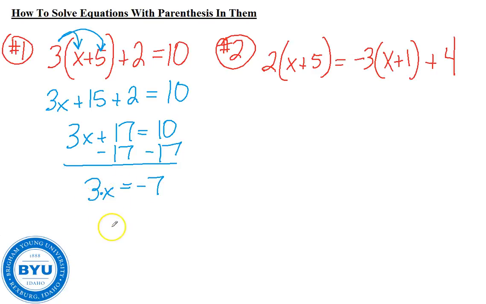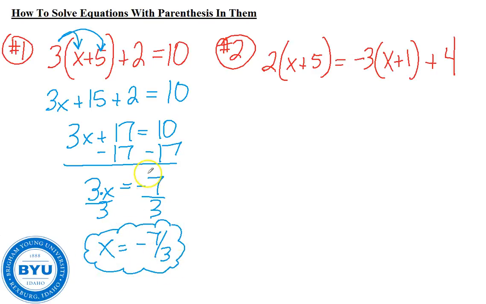I now need to get x by itself. It's got a times by 3 on it. So the opposite of times by 3 is divide by 3. And so I get x equals negative 7/3. That's our answer for that one.